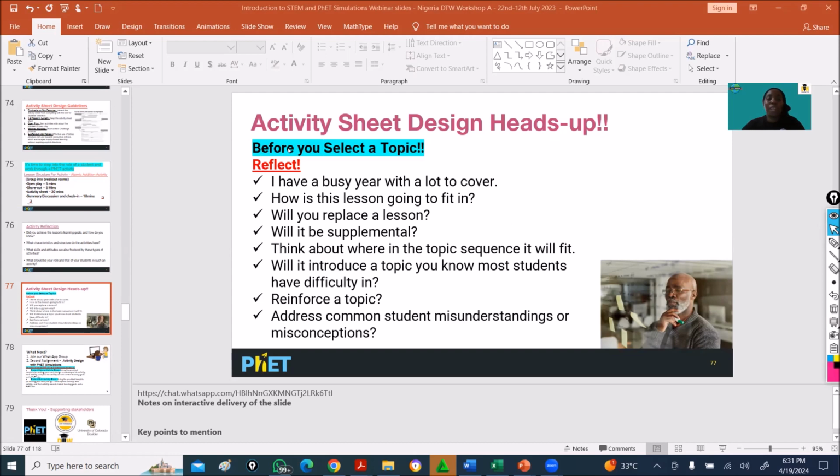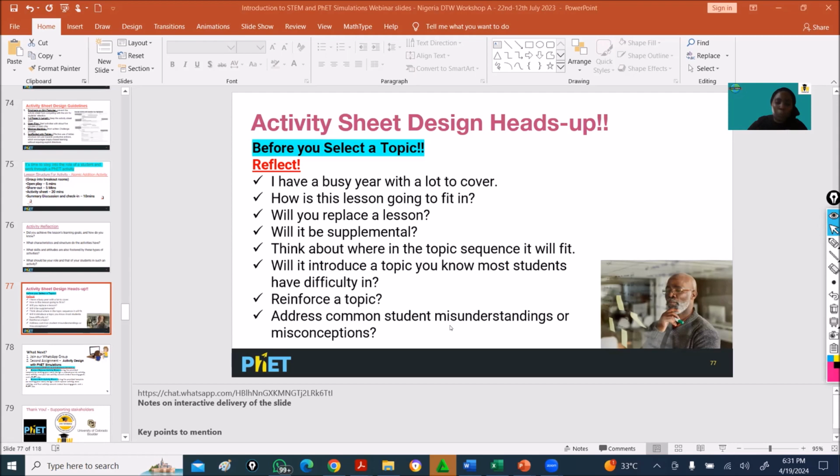So you have to reflect before you select a topic that you have to design an activity sheet for. I have a busy term here with a lot to cover. How is this lesson going to fit in? Will you replace a lesson? Will it be supplemental? You have to think about where in the topic sequence it will fit. Will it introduce a topic you know most students have difficulty in? Reinforce a topic, address common students' misunderstandings or misconceptions.